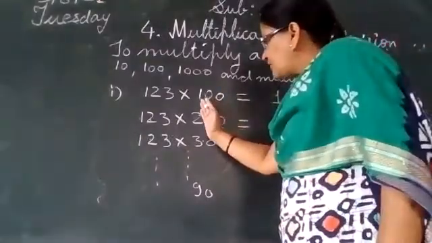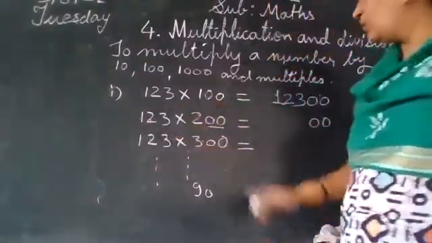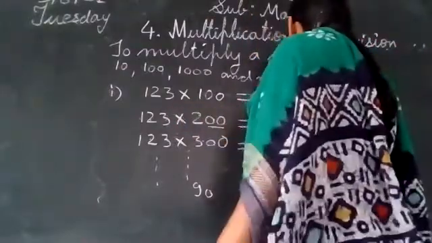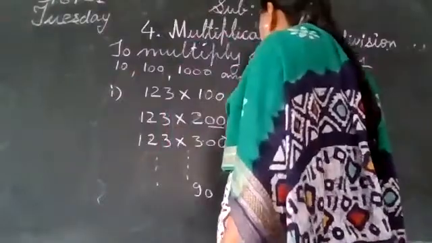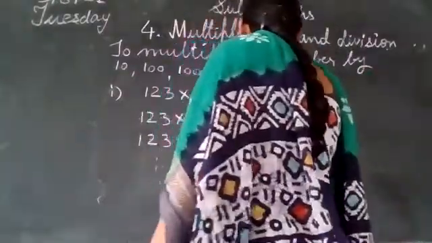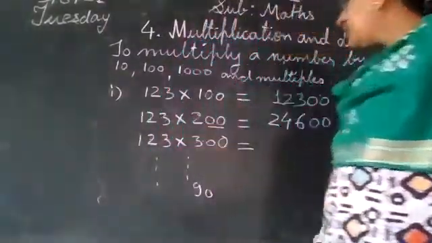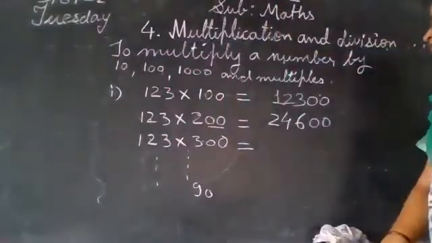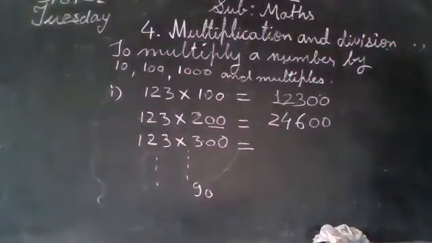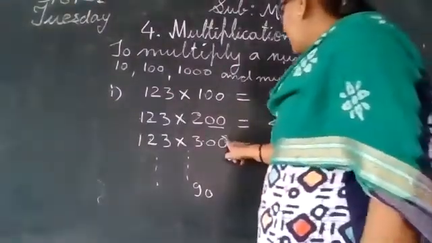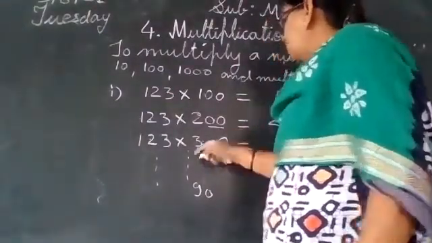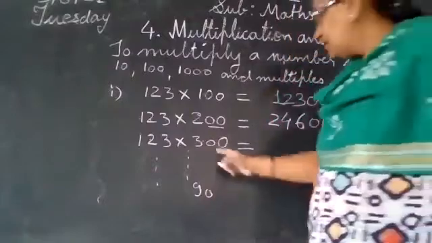Now only 2 is left. Multiply this by 2. 2 3s are 6, 2 2s are 4, and 2 1s are 2. So 123 multiplied by 200 is 246, and these 2 zeros. Now again you can solve like this.